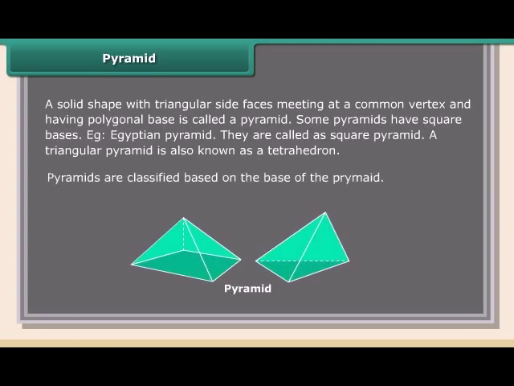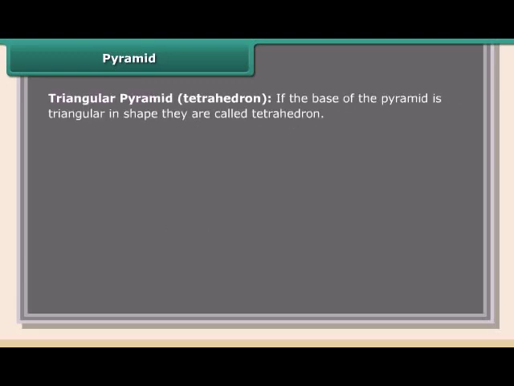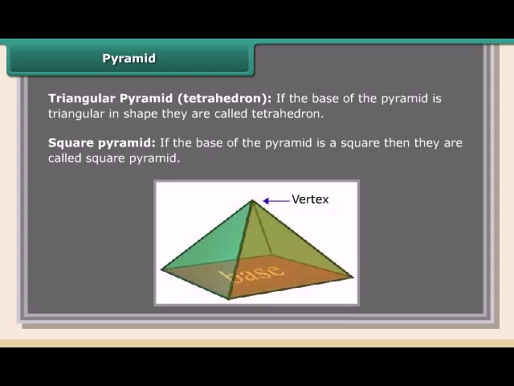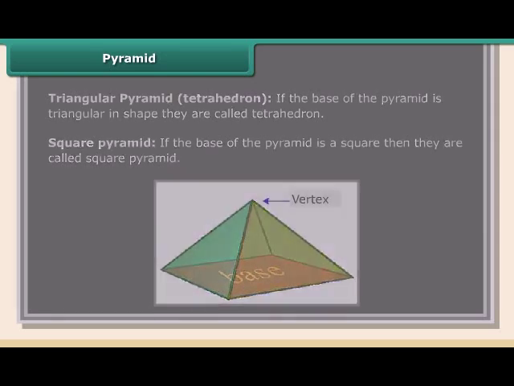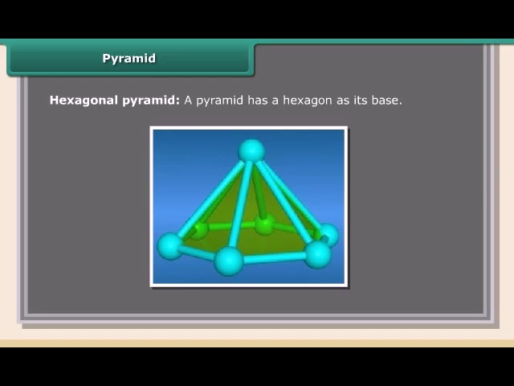Pyramids are classified based on the base of the pyramid. Triangular pyramid, tetrahedron. If the base of the pyramid is triangular in shape, it is called a tetrahedron. Square pyramid: if the base of the pyramid is a square, then it is called a square pyramid. Hexagonal pyramid: a pyramid that has a hexagon as its base.